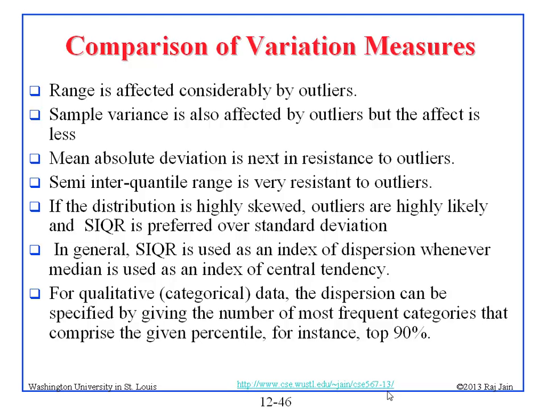For qualitative, that means categorical data, the dispersion can be specified by giving the number of most frequent categories that comprise the given percentile. For example, the top 90% would be one way to specify the dispersion, such as 90% of the market consists of PCs and Macs. We don't care for the rest. So that's the 90th percentile for categorical data.